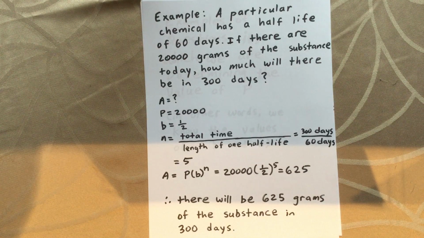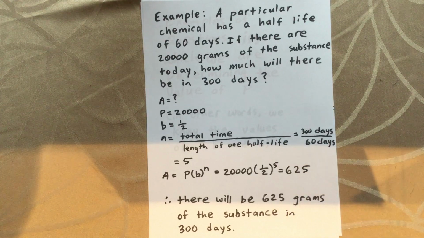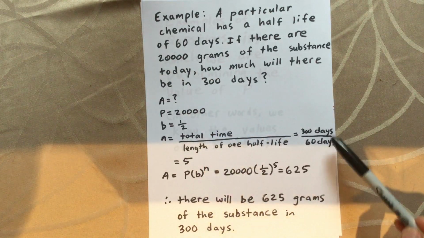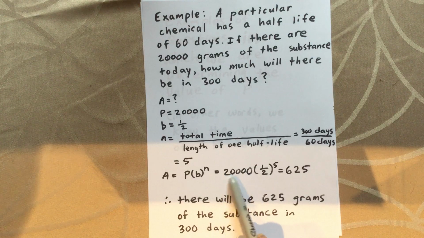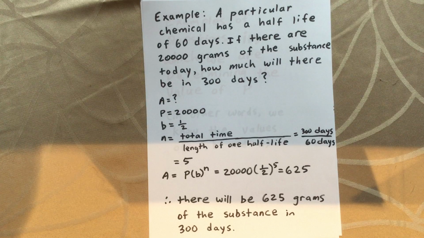N refers to the number of half-lives. So what we're going to do is take the total time and divide it by the length of a half-life. So that's 300 days divided by 60 days, which is 5. So A is equal to P times B to the exponent n. 20,000 times 1/2 to the exponent 5 is 625. So therefore there will be 625 grams of the substance in 300 days.